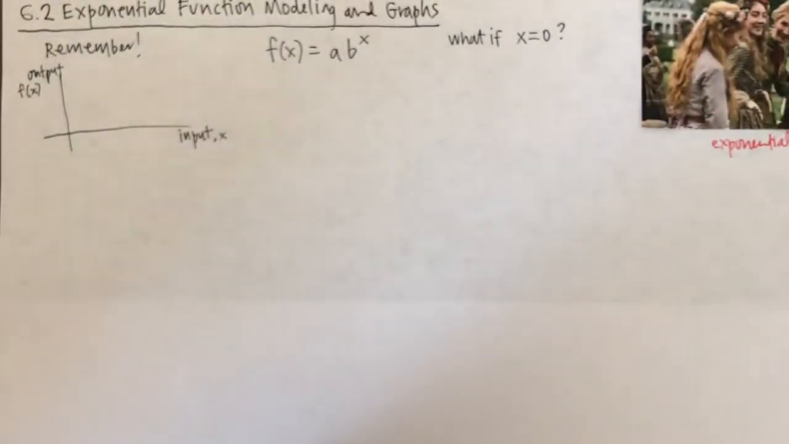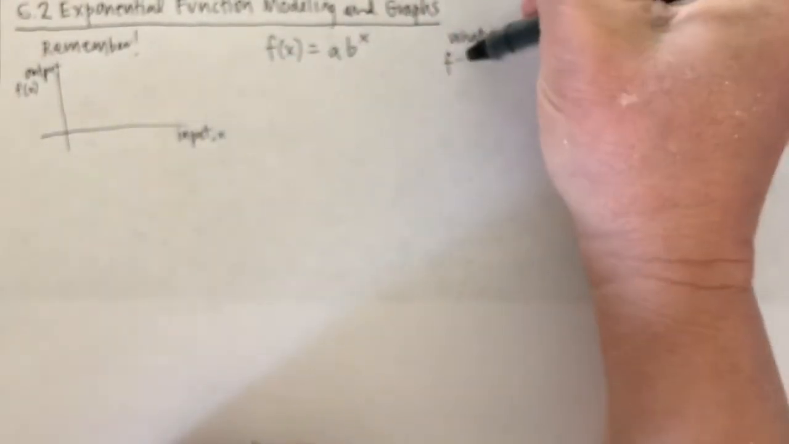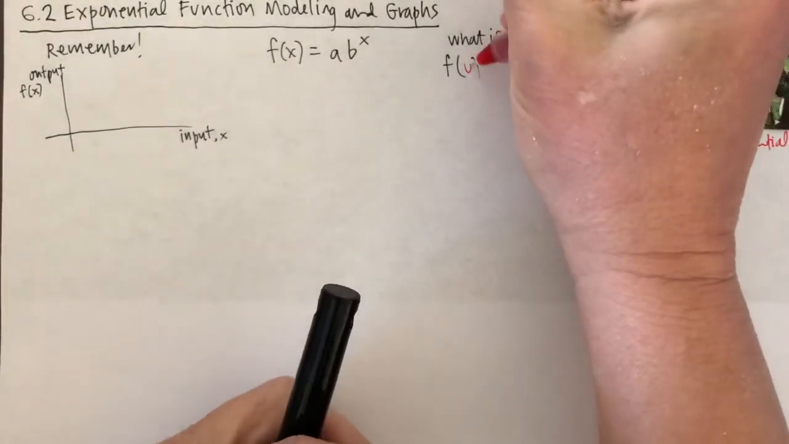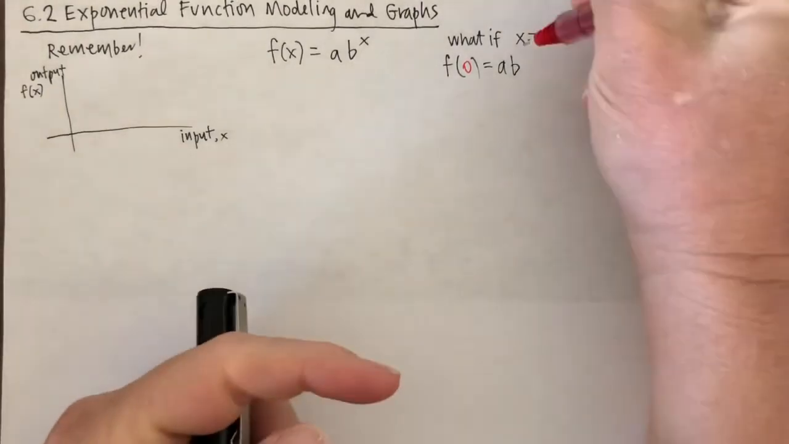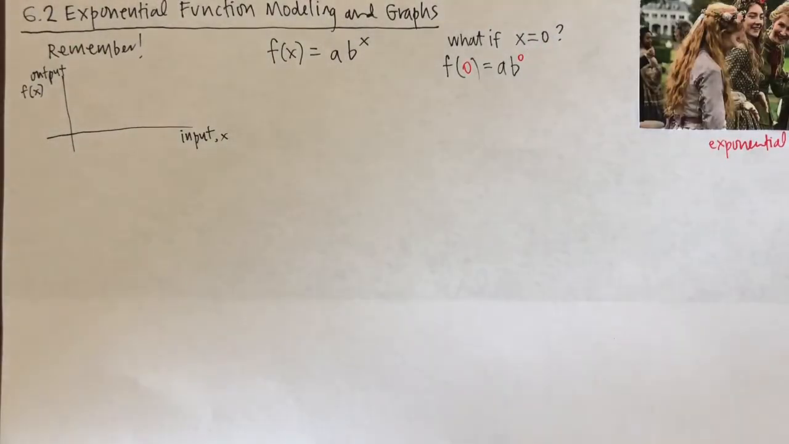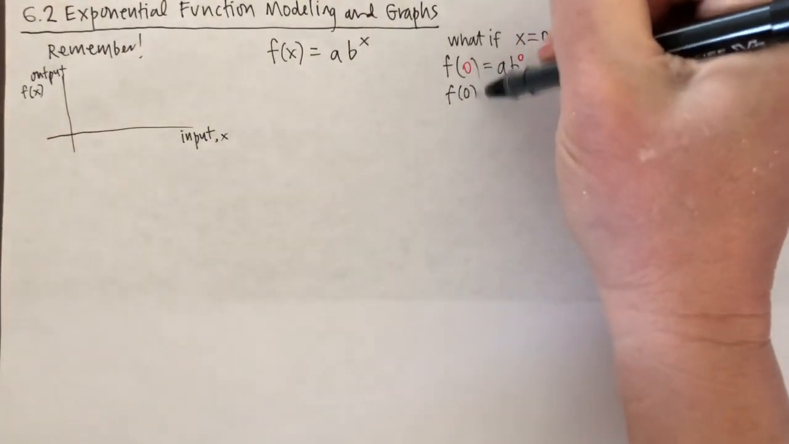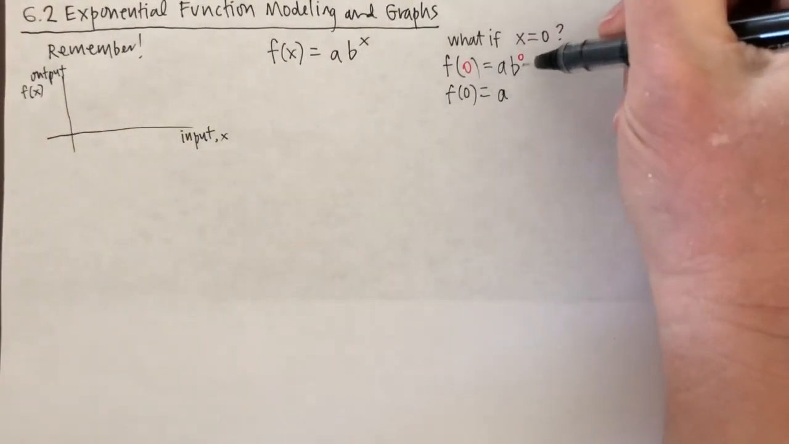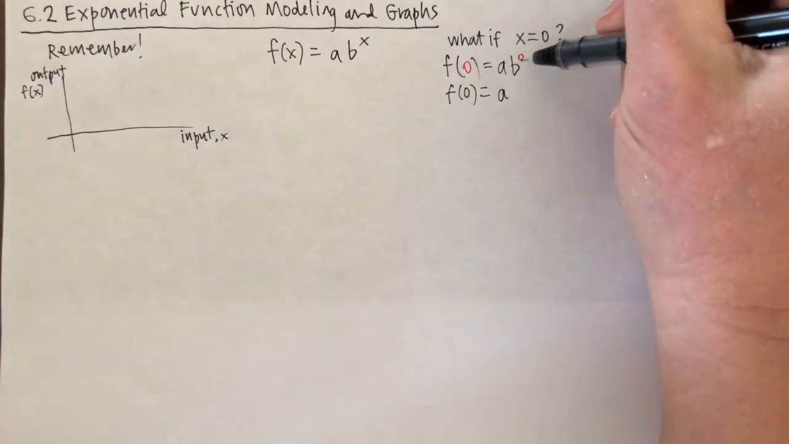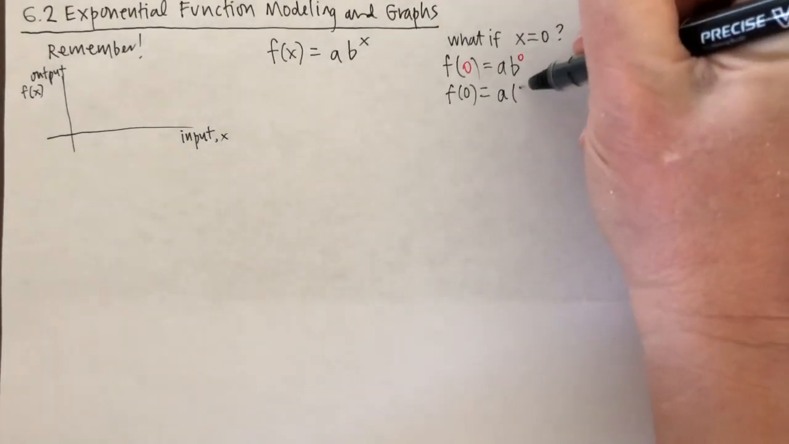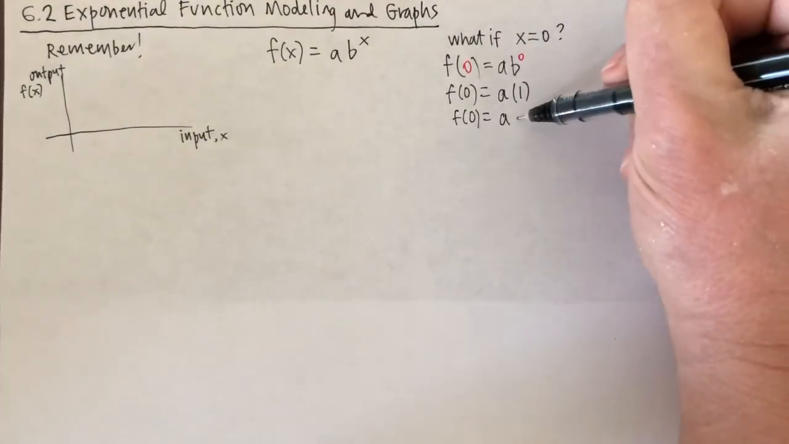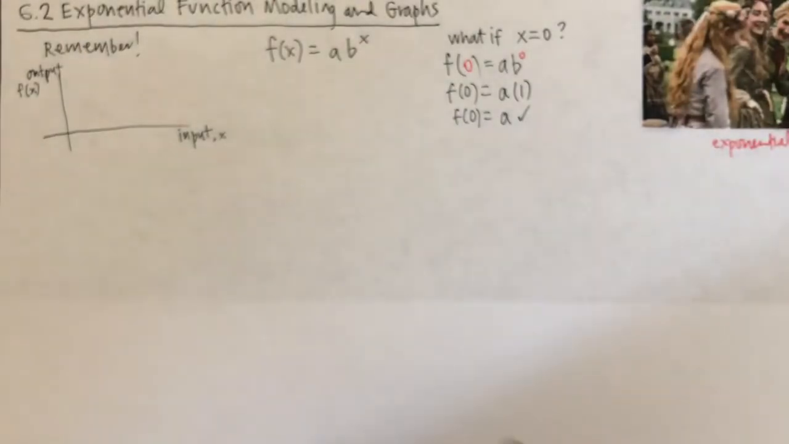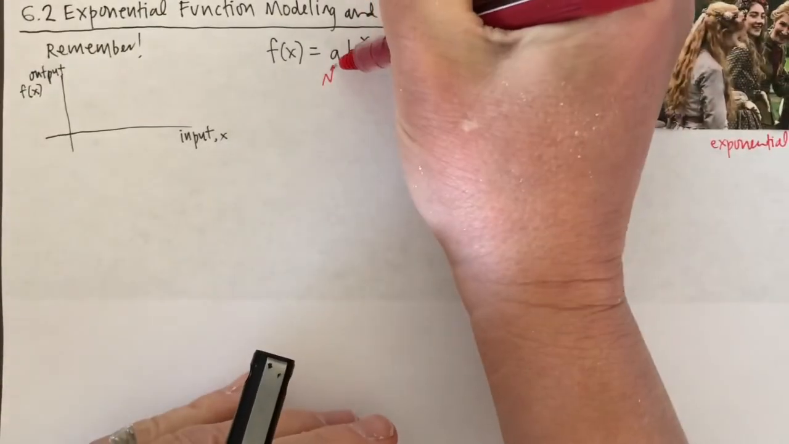Okay, let's think about if x is 0. Then we have f of 0 equals a times b to the 0. So that tells us that f of 0 is a times b to the 0. Whatever this number is, any number raised to the 0 power is 1. So f of 0 is a. This makes sense because a is our initial value. We always talked about that.